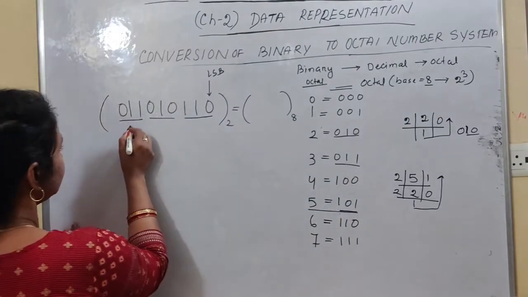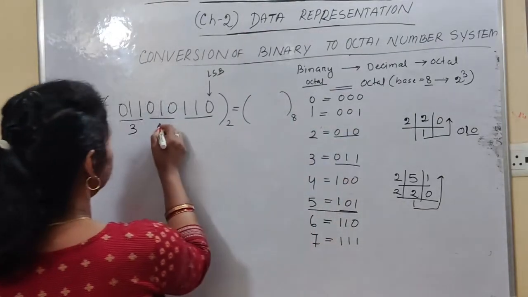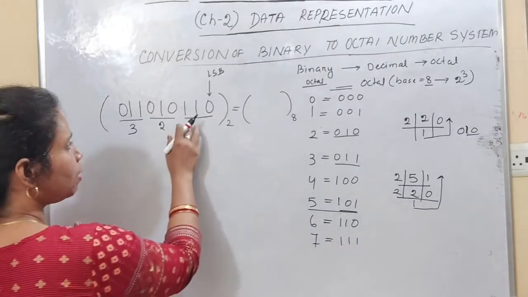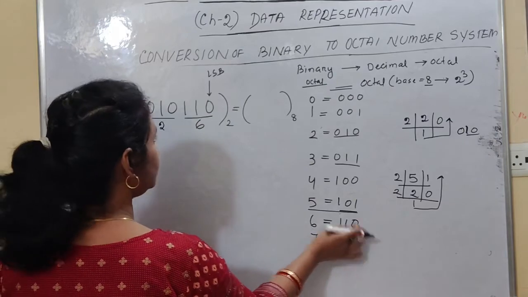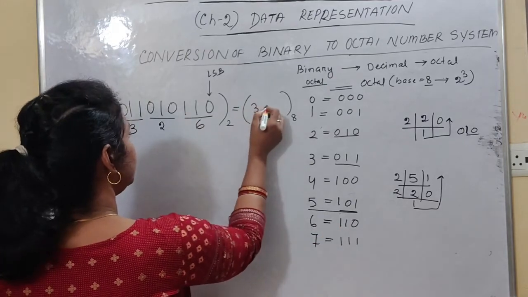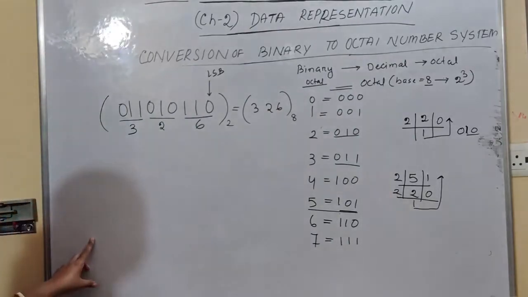So 011 is known as 3. 010 is 2. 110 is your 6. So here the answer is 326. Hope all of you understood the concept.